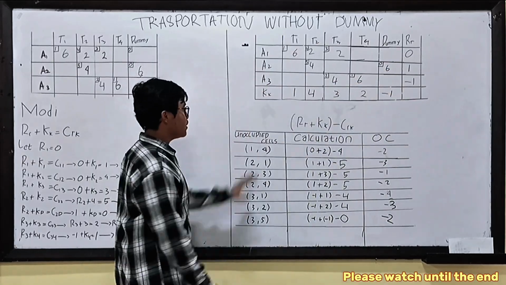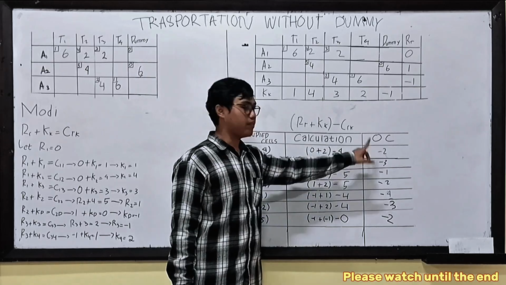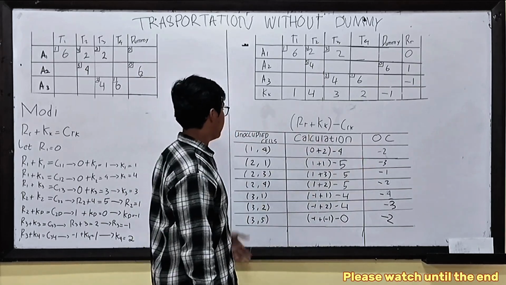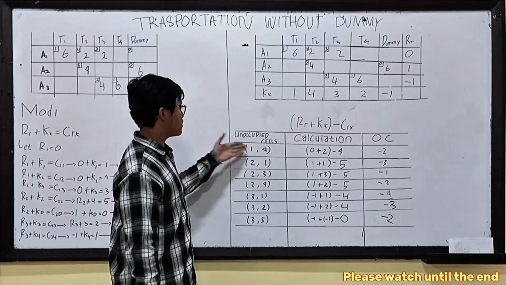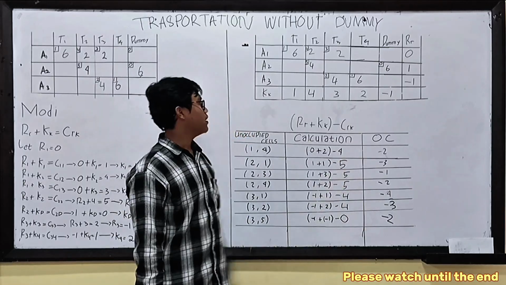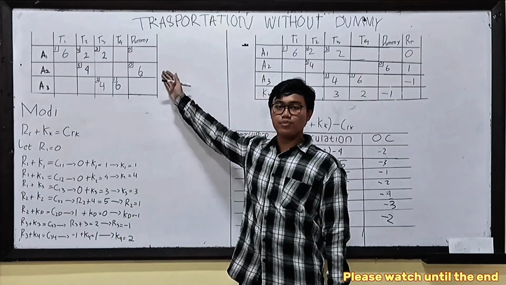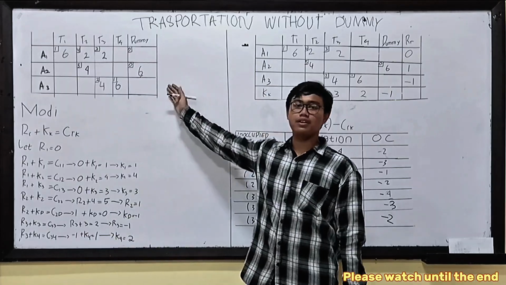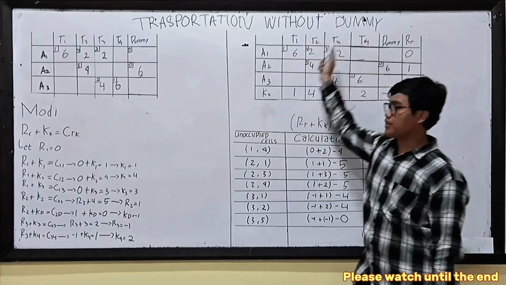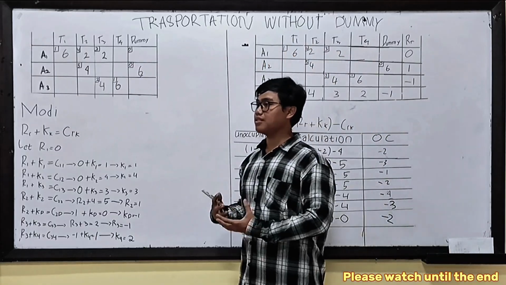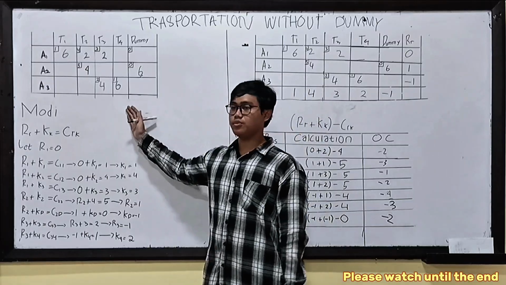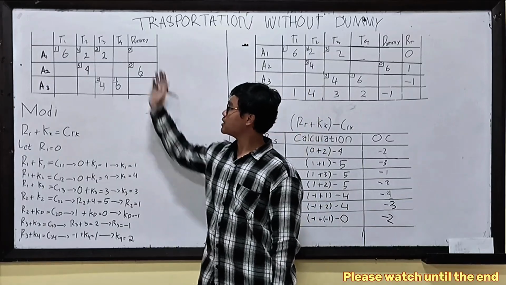Then we calculate the OC, the opportunity cost, with this formula for the unoccupied cells. If the OC is always negative, then this new program we have is the optimal program. So the transportation problem with the dummy still must have the dummy, and then we have the new program. The optimal program is right.